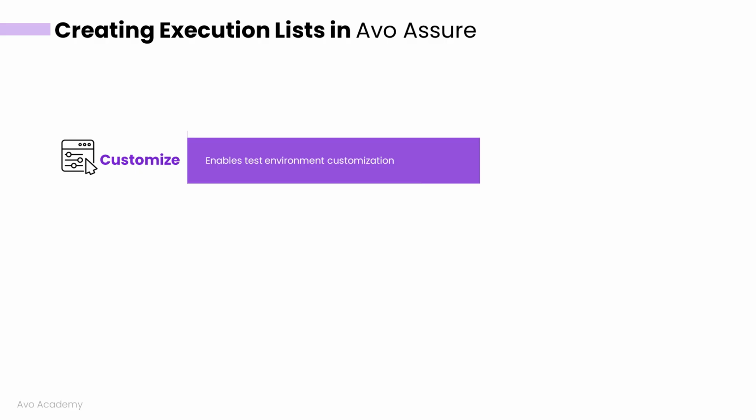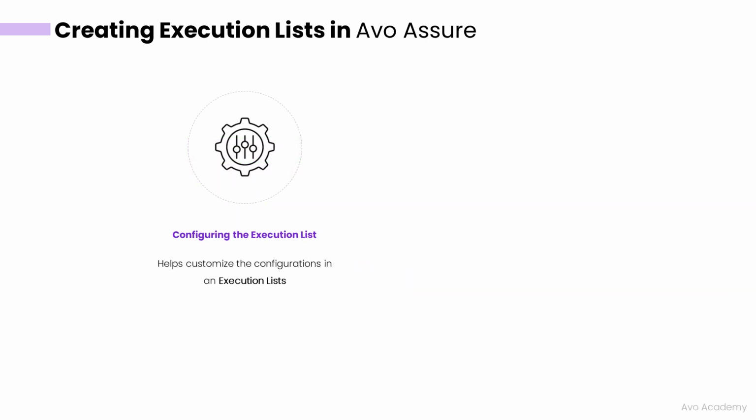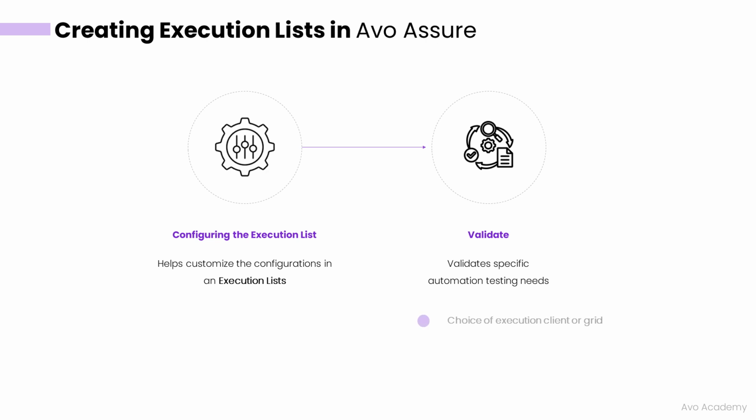Avo Assure allows its users to customize the test execution environment before they execute test cases. This customization is known as configuring the execution lists, which includes validating specific automation testing needs, such as the choice of execution client or grid, selection of execution browser, and others.